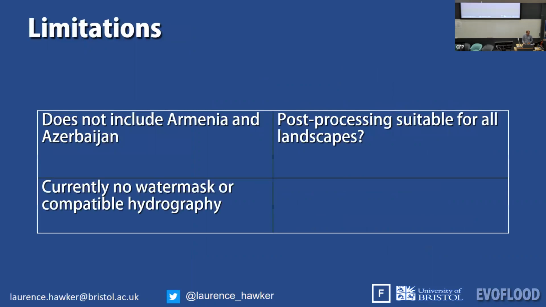Like limitations. There are some important limitations with FABDEM. It does not include Armenia and Azerbaijan. This is basically because this was not in the original Copernicus DEM, because they were having conflict at the time, so they didn't want to release that. So the next big question is whether the post-processing is suitable for all landscapes. Being developed by FABDEM and myself, as flood modelers, we focus a lot on floodplains, and we think we've done a pretty good job there. But if you're looking at landslides and whatnot, I'm not really sure if the post-processing is good for that.